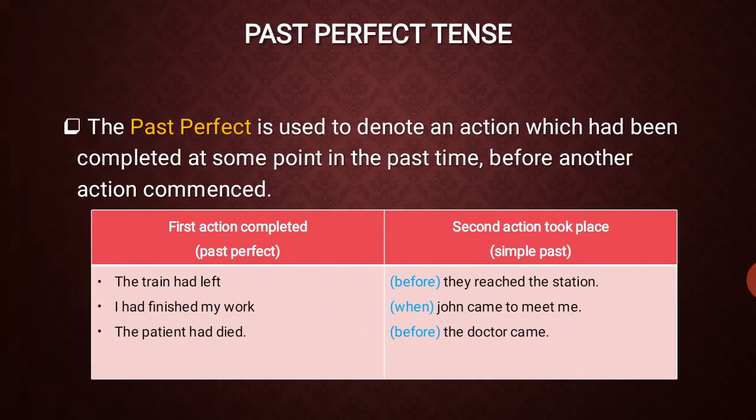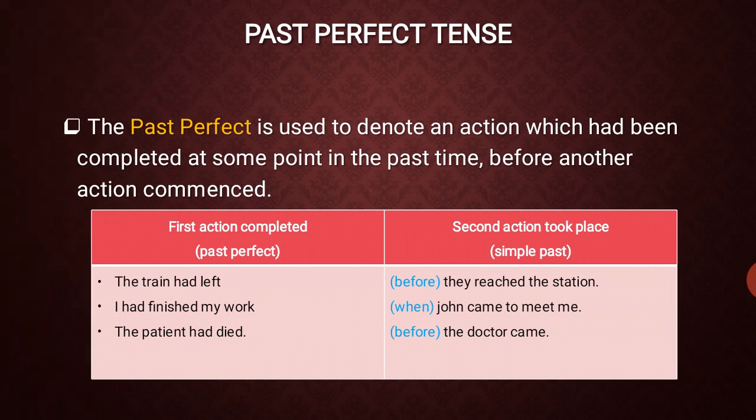So next tense, past perfect tense. It is used to denote an action which had been completed at some point in the past before another action commenced. So the first action is completed, in past perfect, and the second action took place in the simple past. I have given you, the train had left before they reached the station.